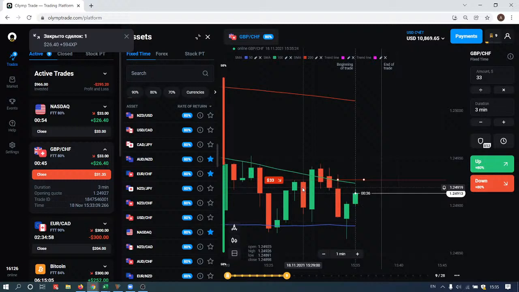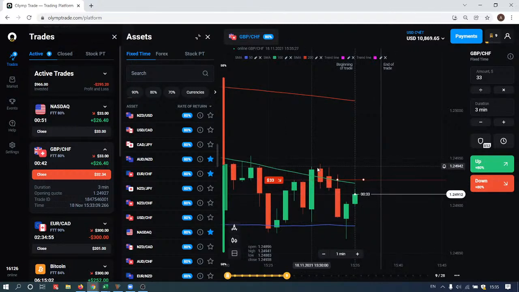All right, GBP CHF. I keep my fingers crossed. Hope that this trade will also be a winning one.